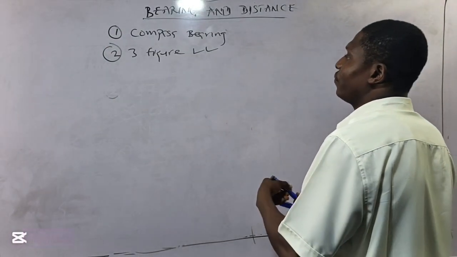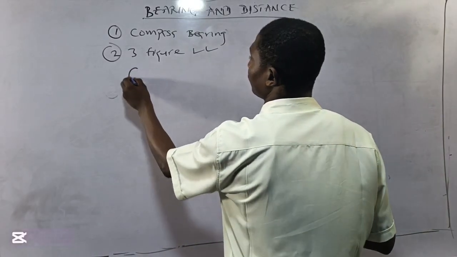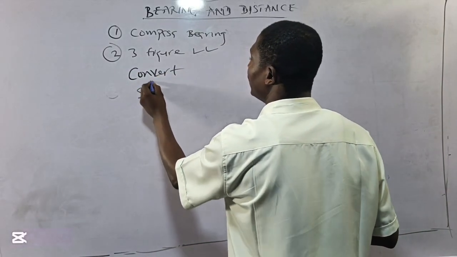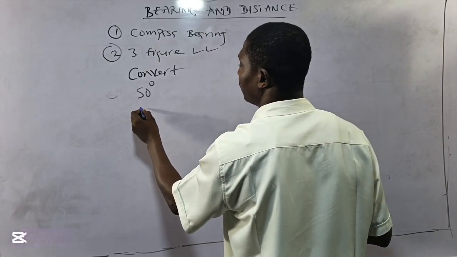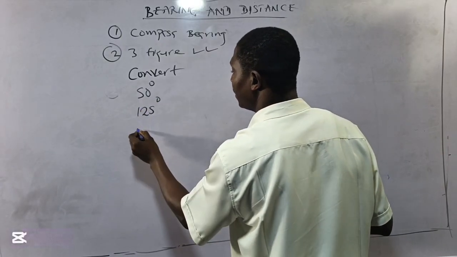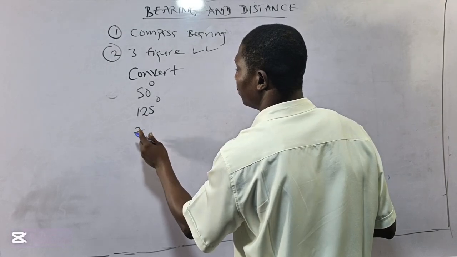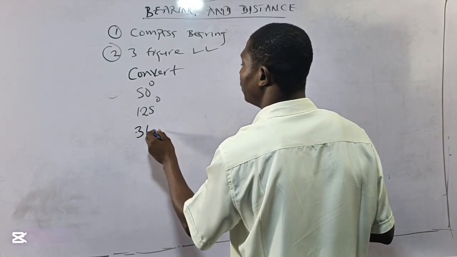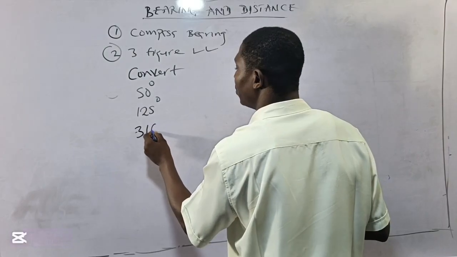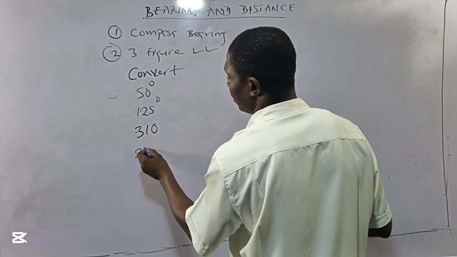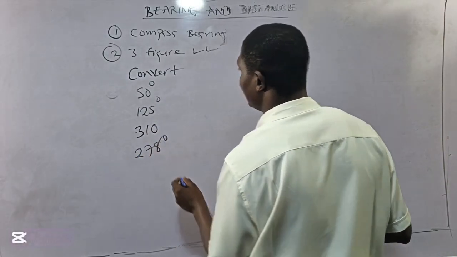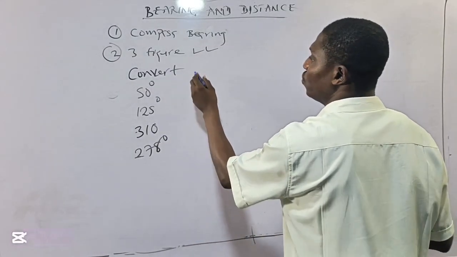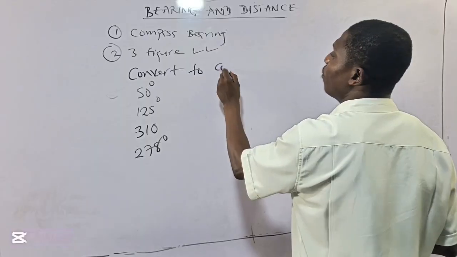Now we'll look at how to convert three-figure bearing to compass bearing and compass bearing to three-figure bearing. So if we have to convert 50 degree, 125 degree, 310 degree, and 278 degree, convert all of these to compass bearing.